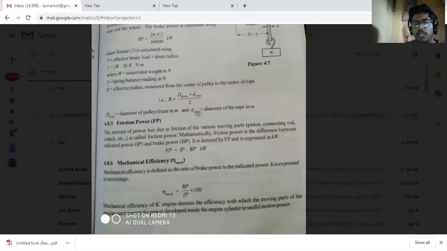Next, what is mechanical efficiency? Mechanical efficiency is the ratio of brake power to indicated power. It is called mechanical efficiency.